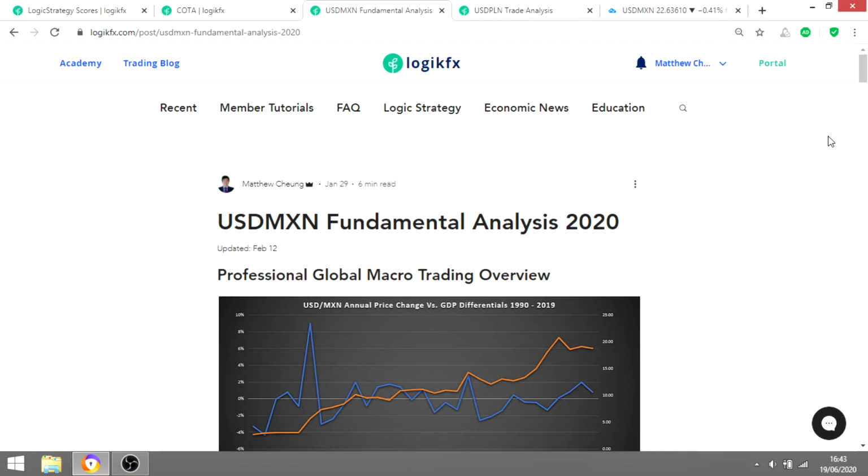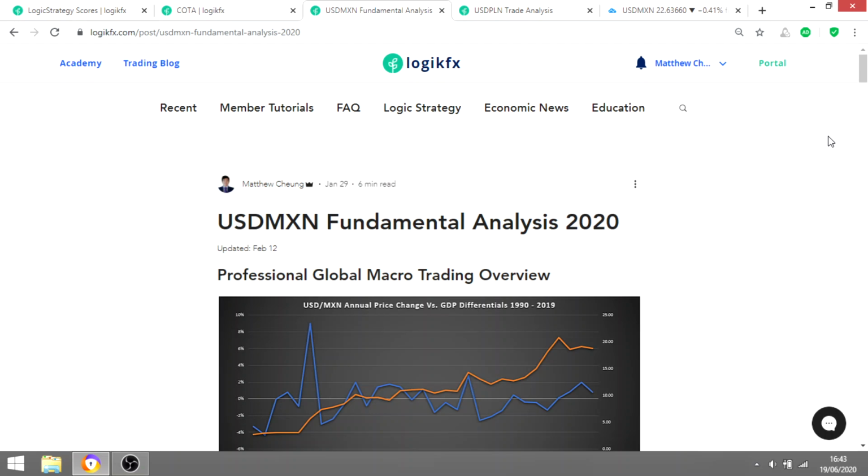So delving into the analysis of USDMXN, not many of you, I don't think, will actually trade this pair, but a lot of our Logikfx and Lita members do, because they understand that the volatility on this currency asset is quite high, and that's where you can make some potential gains.